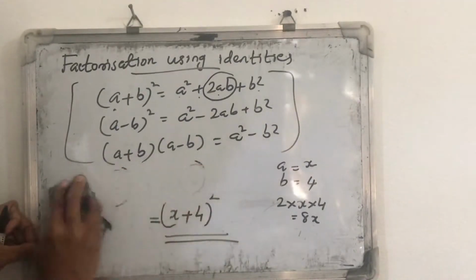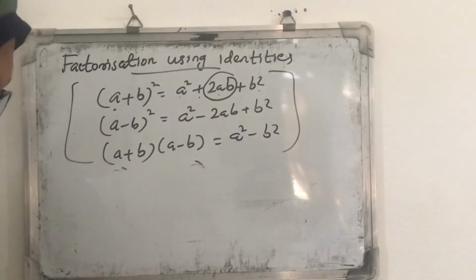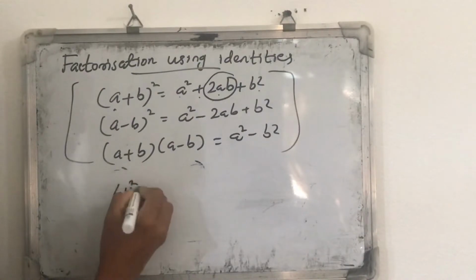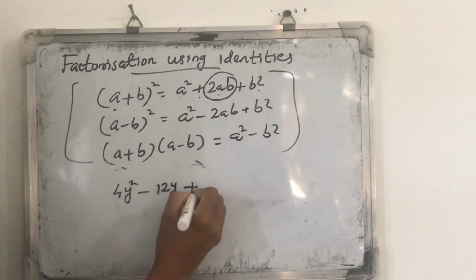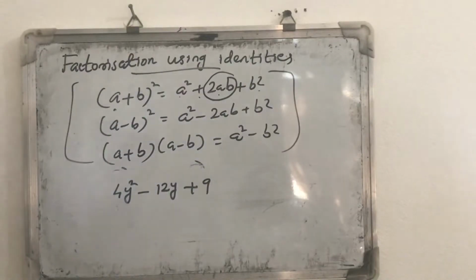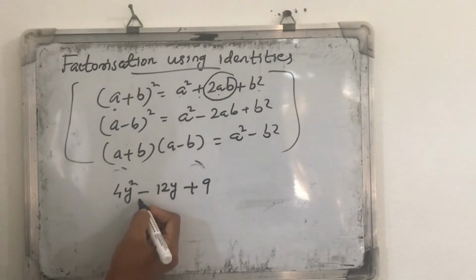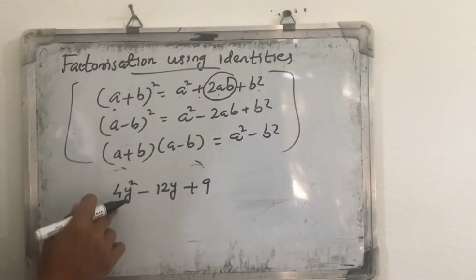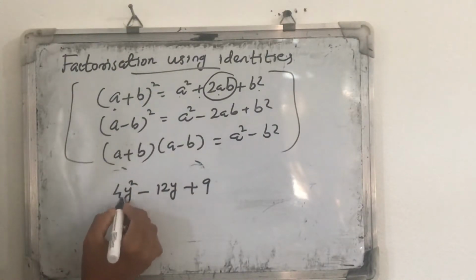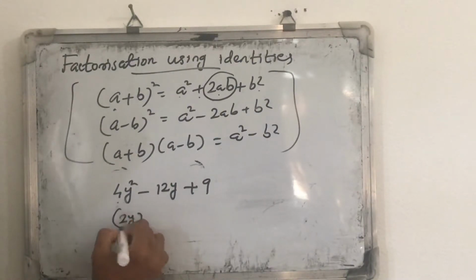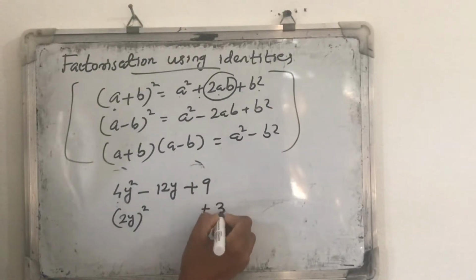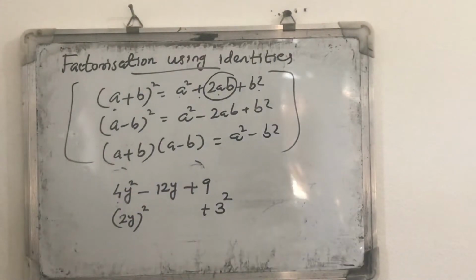Now consider another example. Here another example is given: 4y square minus 12y plus 9. Okay, now first we check it has three terms. It has three terms and the second term is negative here. And also the first term is a perfect square. We can rearrange 4y square as (2y) whole square. And this third term, instead of 9, we can write it as 3 square.